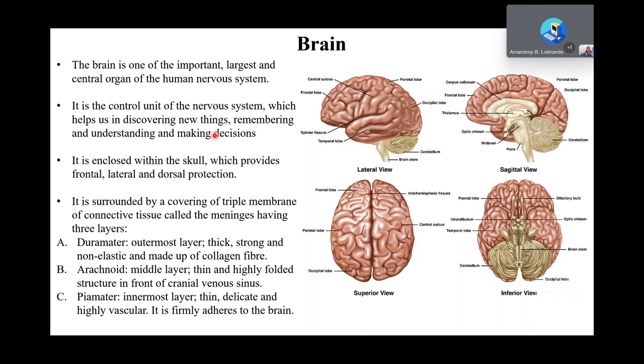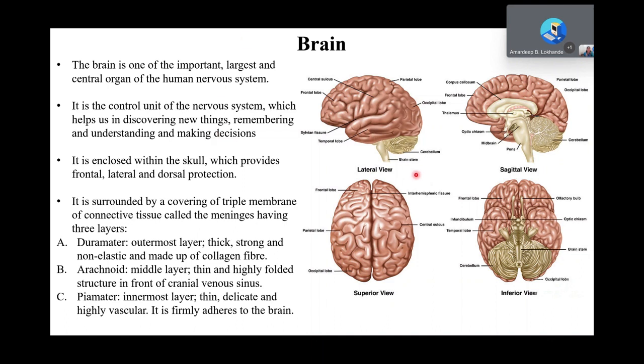The first thing is that you have a skull, and the brain is enclosed in the skull for protection. Frontal being this part, lateral being on the sides, and dorsal being on the upper side. So for frontal, lateral and dorsal protection, the brain is enclosed in the skull.